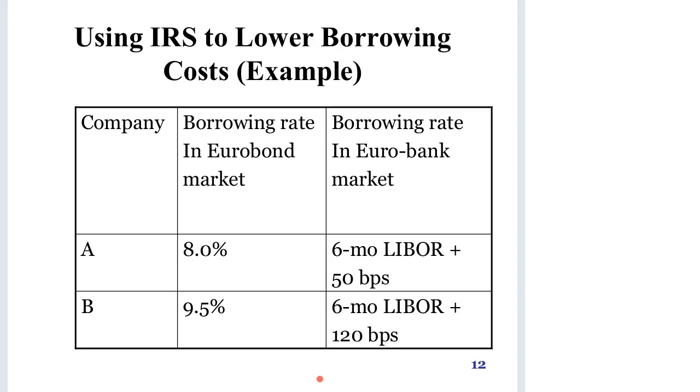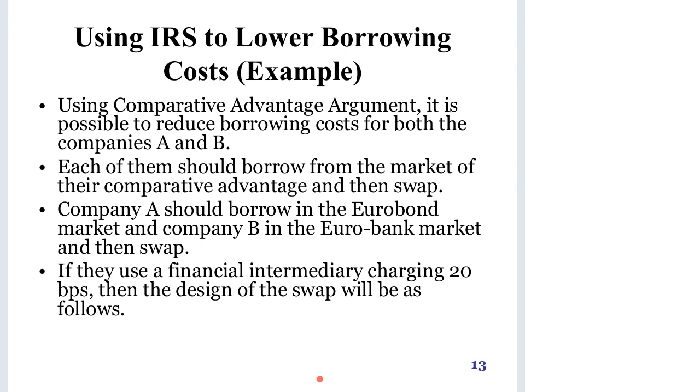So essentially, I will do a structure under which A's cost will come down from 6 month LIBOR plus 50 basis points to 6 month LIBOR plus 10 basis points. B's cost will come down from 9.5% to 9.1%. How do I do this?